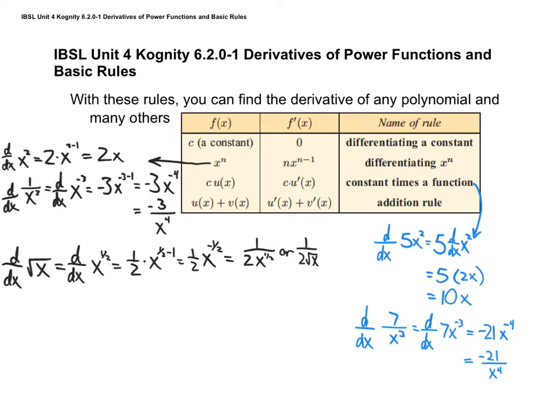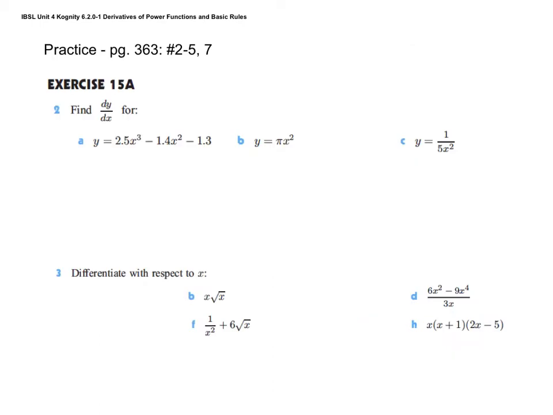Okay? And then finally we have the addition rule or subtraction rule. It works for both. The addition or subtraction rule is saying that if I have multiple functions added together, I can simply take the derivative of each piece and add those derivatives together. Okay? And this is how we get derivatives of entire polynomials. You just take each piece at a time and find it that way.